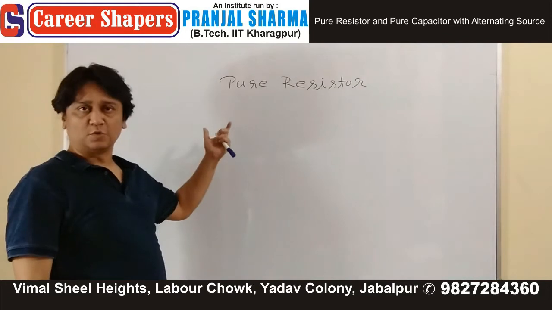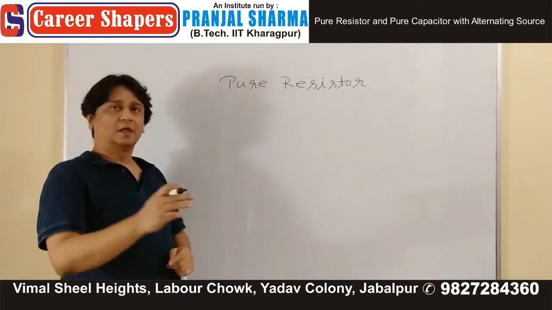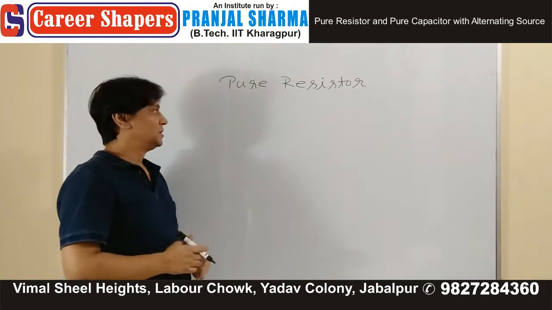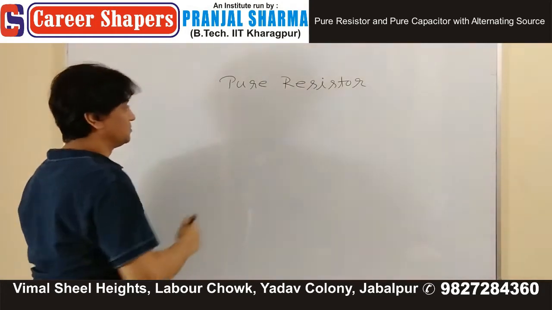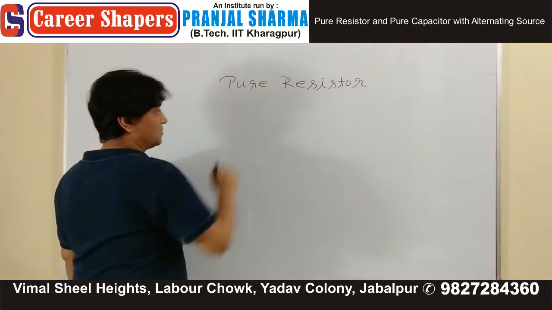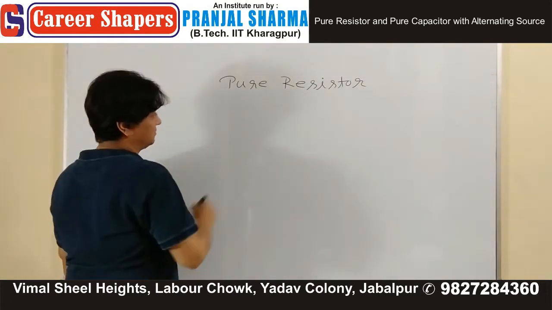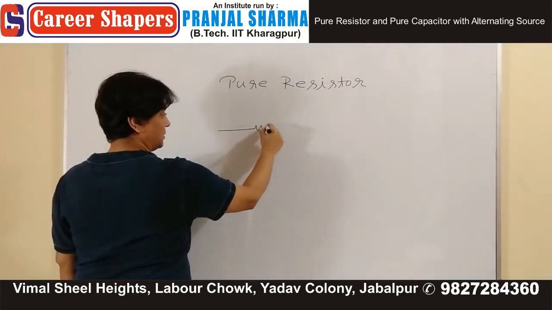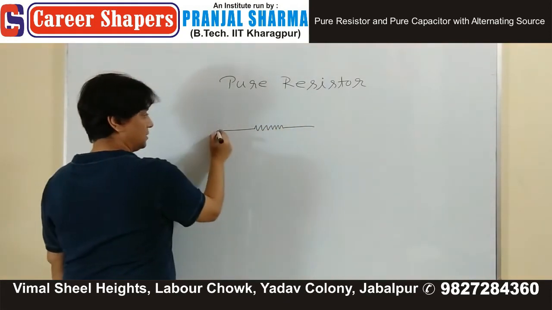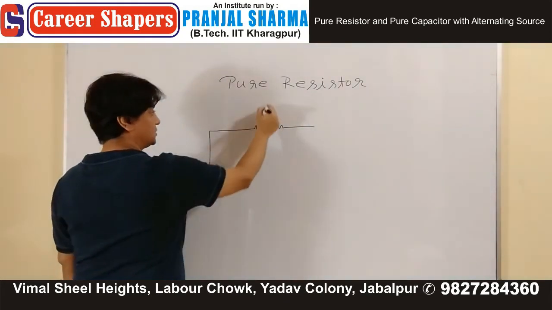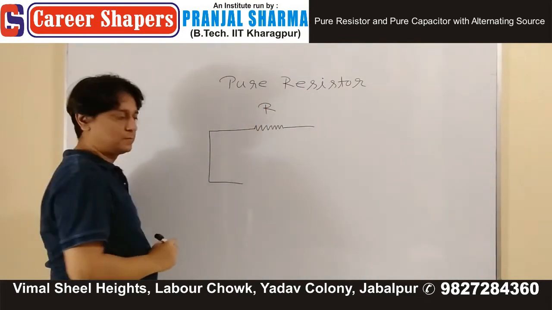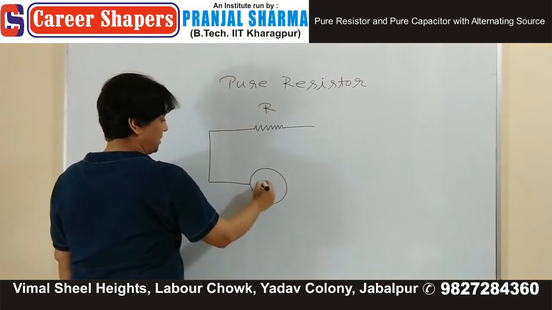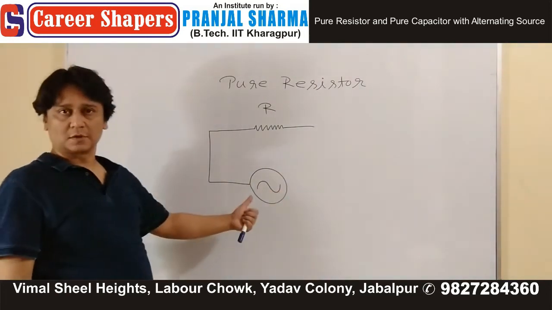Pure, in the sense, means only resistance is present, and then we will see combinations like resistance, capacitance, inductors, all these things present. Let's talk about pure resistor. This is pure resistor R, and that's how we represent an alternating source.